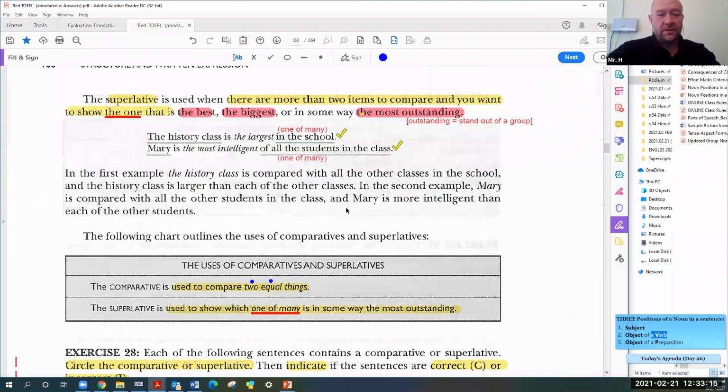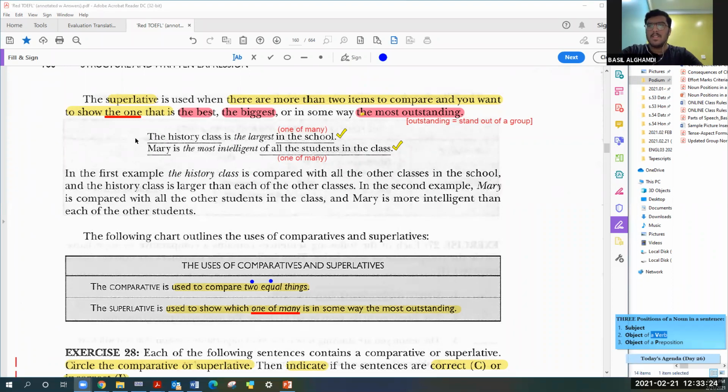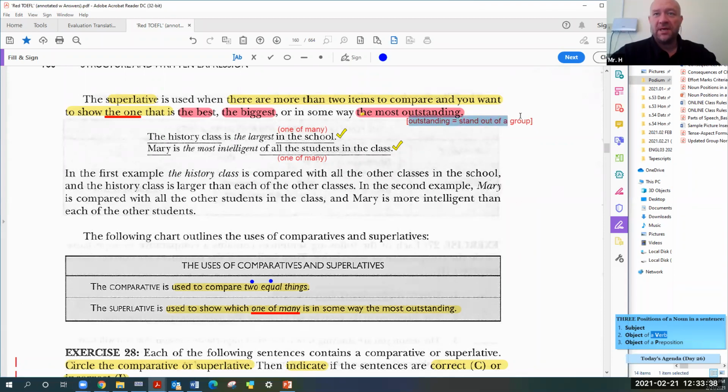So let's go down. Basil. Superlative is used when there are more than two items to compare and you want to show the one that is the best, the biggest, or in some way the most outstanding. Outstanding. And here you go. What is the meaning of that word outstanding? Stand out of a group.